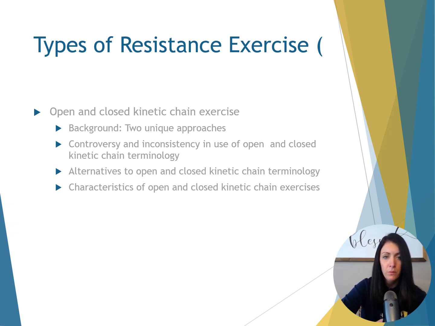So for examples, for the upper extremities in a closed chain, you would do quadruped, press-ups from a chair, wall push-offs, or prone push-ups. And in the lower extremities, that would be lunges, squats, step-ups or step-down exercises, or heel raises.